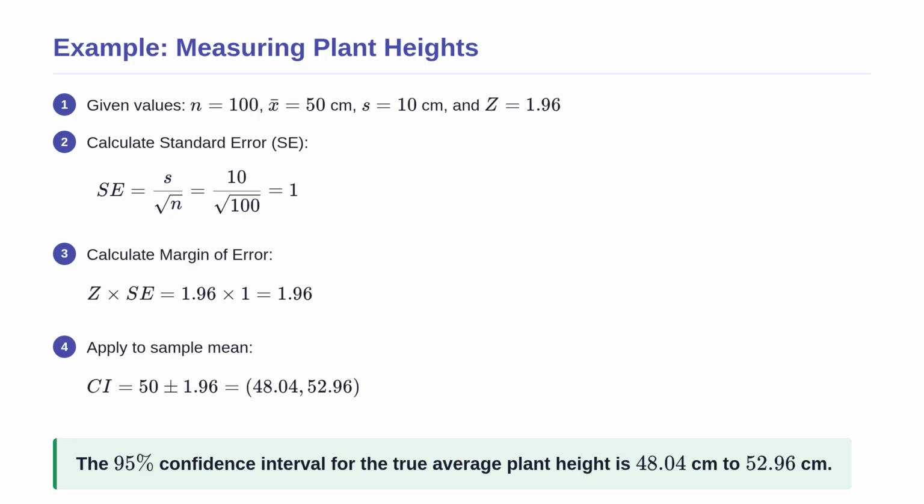Next, we multiply this by our z-score to get a margin of error of 1.96 centimeters. Finally, we add and subtract this from our mean of 50. We are 95% confident the true forest average is between 48.04 and 52.96 centimeters.